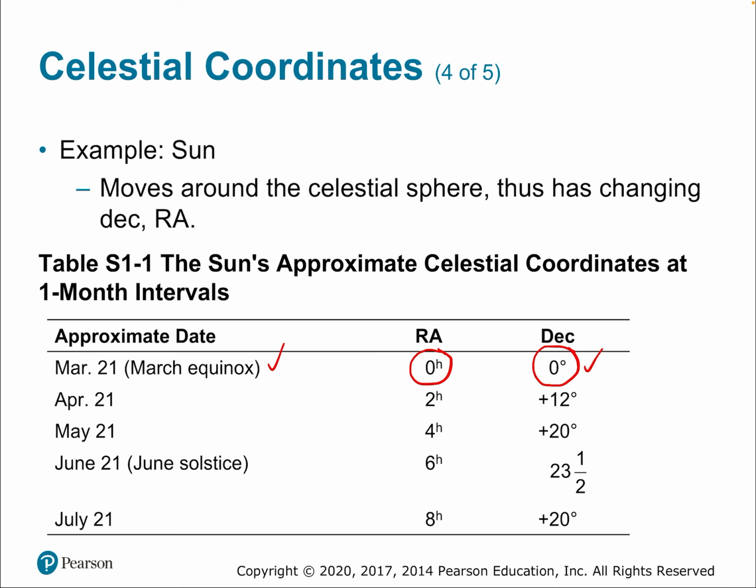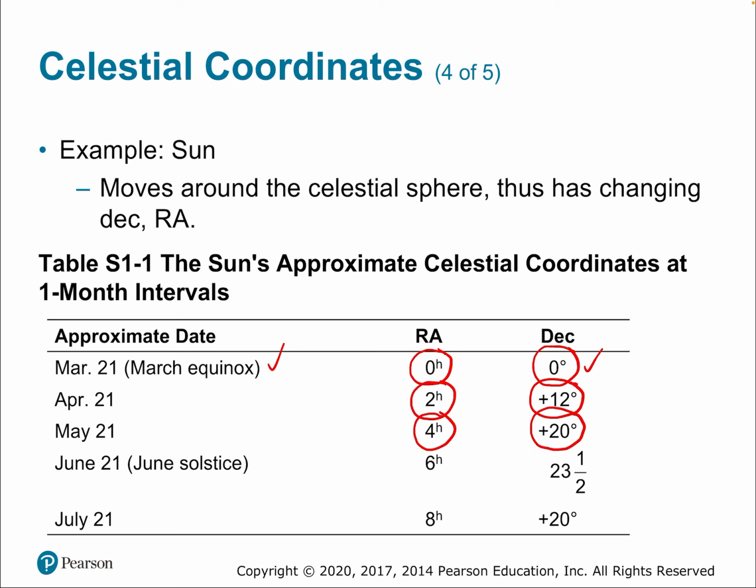Okay, so a month later, however, it has moved longitudinally, so it now has a right ascension of 2 hours, and it has a declination of 12 degrees, right? It's moving up away from the celestial equator as the days get longer. We move into March, and it's further off in the right ascension direction. It's even higher in terms of the declination, okay?